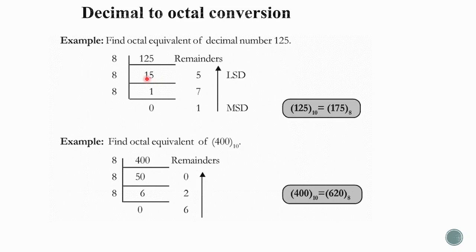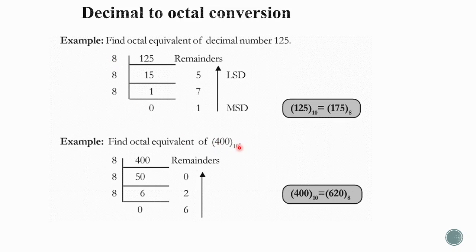Again divide this 15 by 8, we will get 1 as the answer and 7 as the remainder. Then this 1 is again divided by 8. Of course, 0 is the answer and 1 will be the remainder. Record these remainders in the reverse order, so we will get 175 as the answer. 125 to the base 10 is equal to 175 to the base 8. This is the same as the decimal to binary conversion. The only difference is that we are dividing using 8.